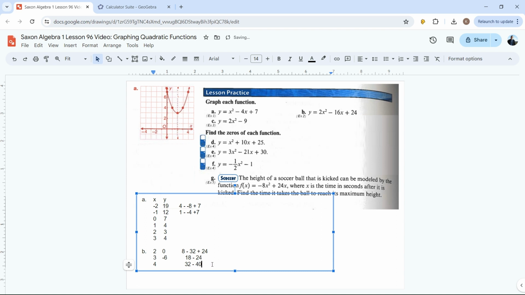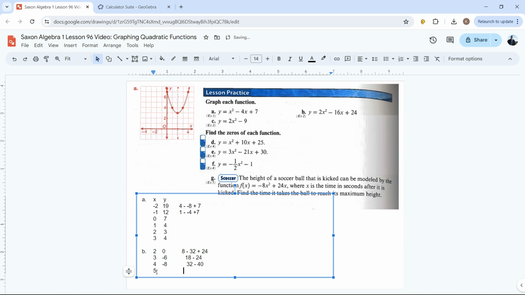32 minus 40 is pretty easy to calculate, and it fits on a graph. So 32 minus 40 is going to be negative 8. Still going down, but going down less and less. Let's try plugging in 5.